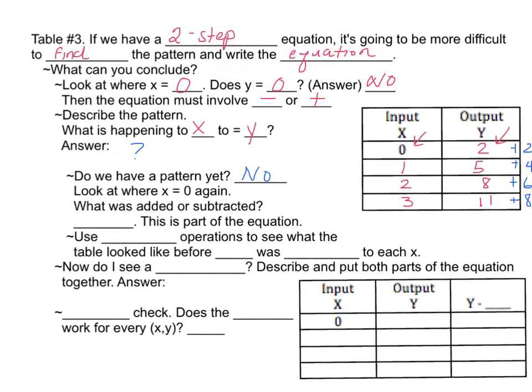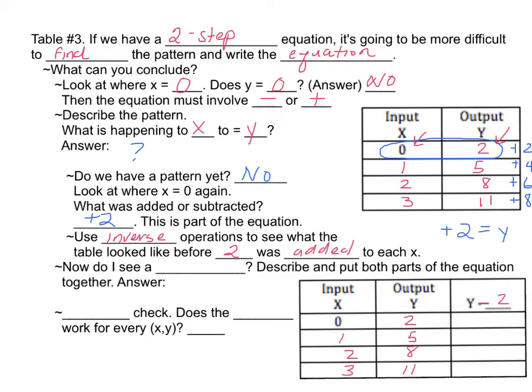So that means I'm going to go back over here and look at where x is 0. I can tell by that point right there that 2 was added. So that is part of my equation. Something's happening to x, and then they're adding 2 to equal y. So now I'm going to use inverse operations to see what the table looked like before 2 was added to each x. Inverse operation means I'm going to subtract 2.